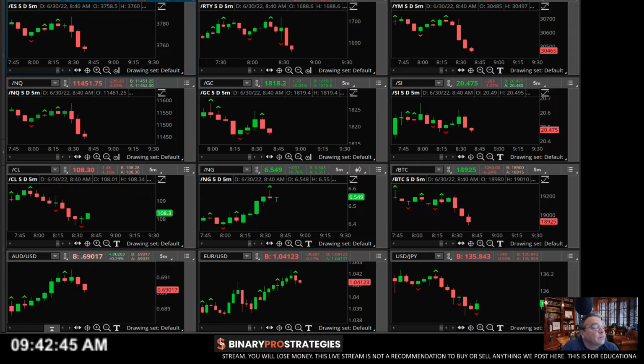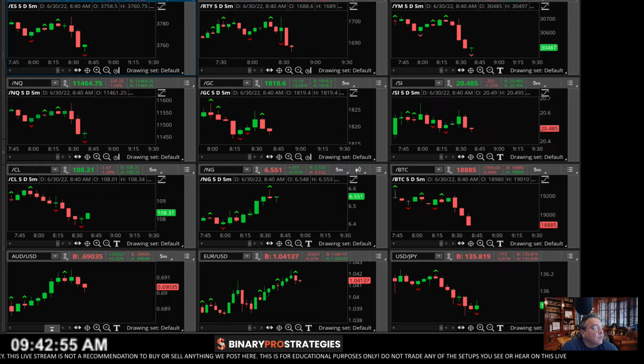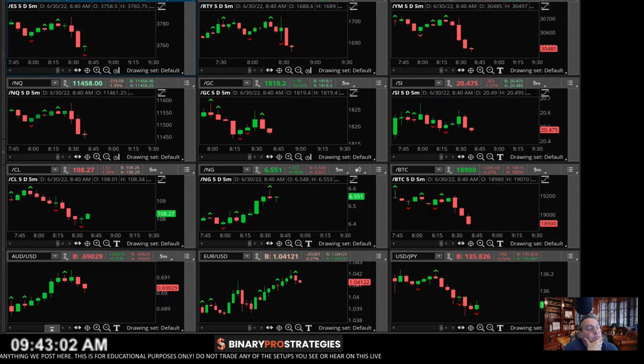Silver is still in a buy position, still long. Okay, we're out of all the indices right now. We don't have any trades on the indices. Nothing on gold. Silver's in just a regular pairing pattern buy. Possible HF3 buy coming up on crude. We'll watch that.